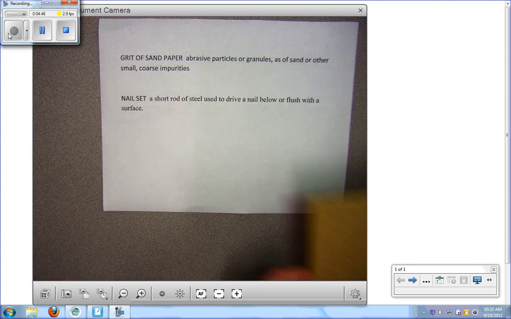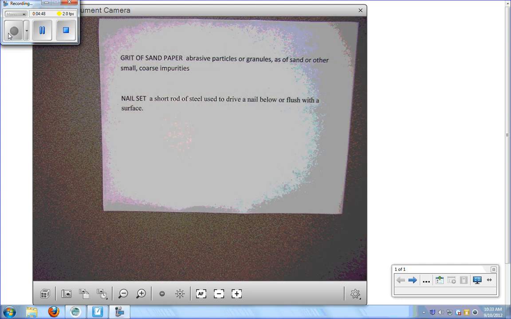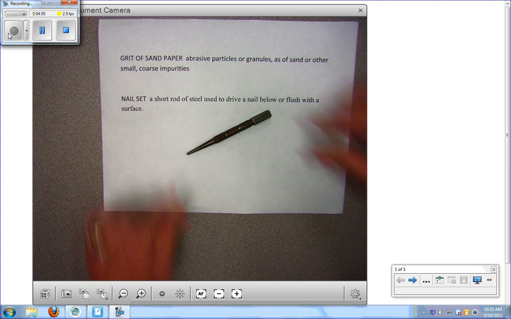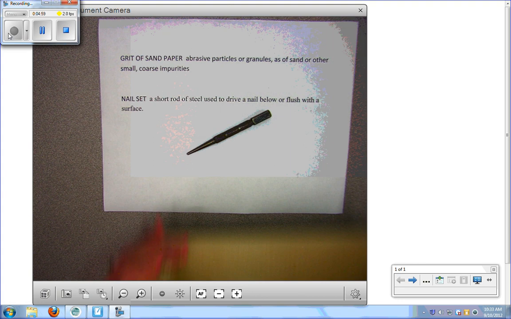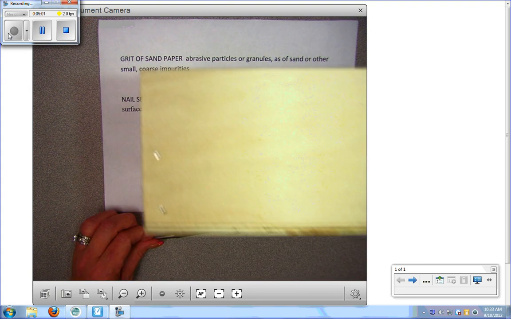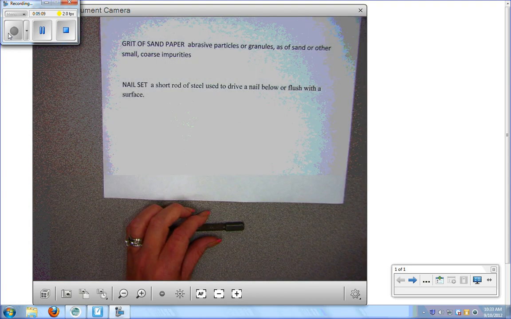Okay. And then our last one would be a nail set, a short rod of steel used to drive a nail below or flush with the surface. This is what a nail set looks like, and we use it when we nail our pieces together, and we simply take it, place it on here, use a hammer, and indent it into the wood so our nails are not sticking out anymore.